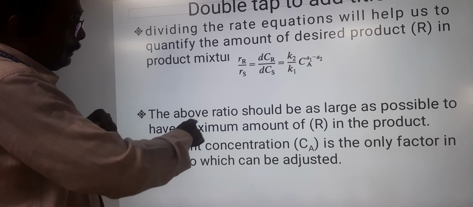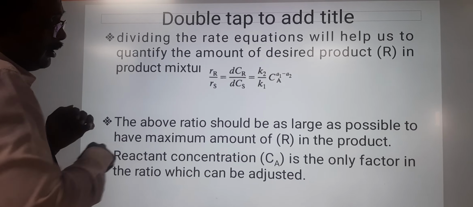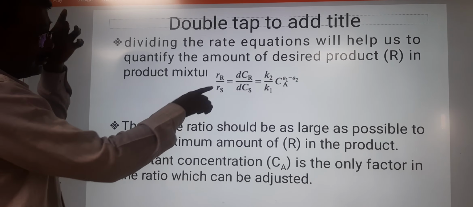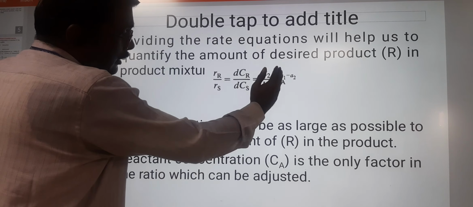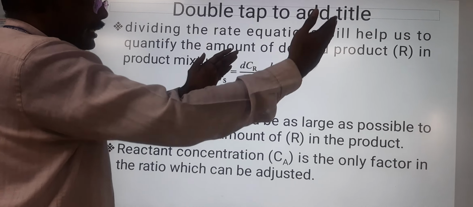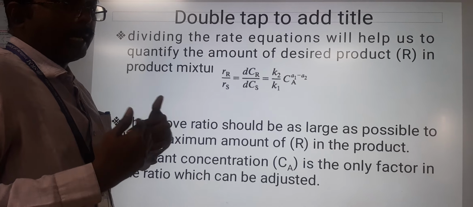Now, for example, you can see here that the reactant concentration is the only factor, so this ratio depends on the reactant concentration. That determines the value of this ratio. This ratio should be high. If it is high, it means the numerator portion is high. That condition only I want to get.